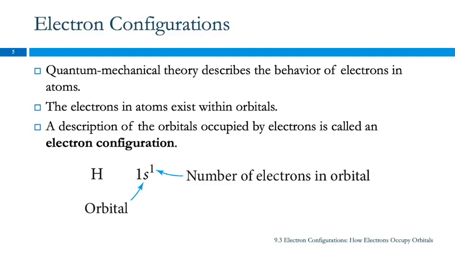The orbitals differ in energy, and the electrons go into the lowest energy orbitals first. So for hydrogen, its one electron is going to be in the 1s orbital, and so we indicate that as 1s1. Electron configurations are a place where chemists do write the number 1. So 1s1 means that there's one electron in this 1s orbital.